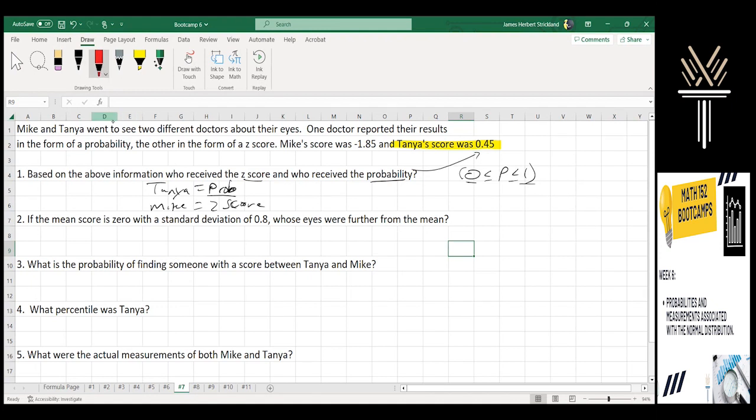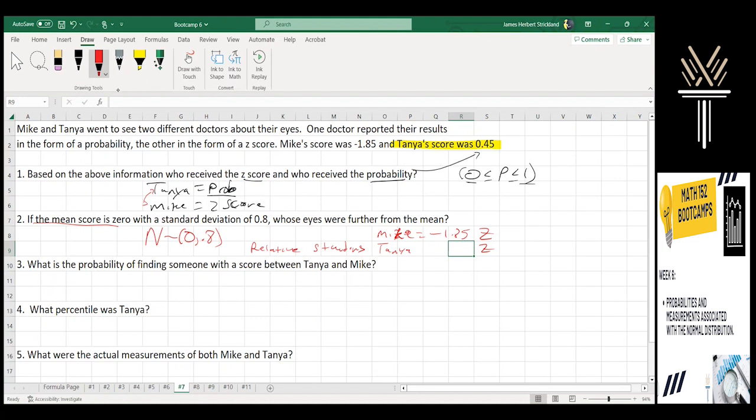Okay. Now we're being asked, if we have a normal distribution, we're going to assume that it should have told us that, but if we have a normal distribution where the mean is 0 and the deviation is 0.8, whose score is further from the mean? So we're being asked to compare two people. So in other words, we're asking for a relative standing. We already know Mike's score. Mike's z-score is equal to negative 1.85. That's his z-score. So what we essentially need is Tanya's z-score as well.